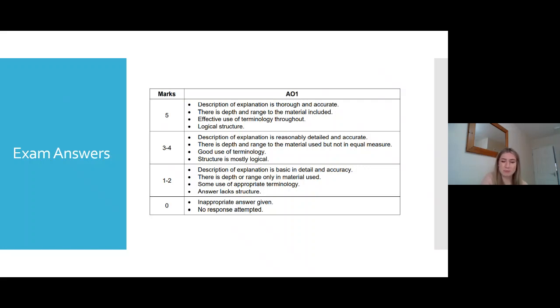So if it's a bit muddled and you're getting your different structural abnormalities mixed up, it would be a 1 to 2 mark answer. And then obviously no marks is if it's completely wrong, or no response submitted, which nobody will get because we all know that we can answer this question.